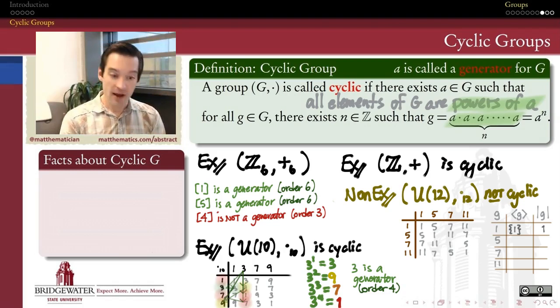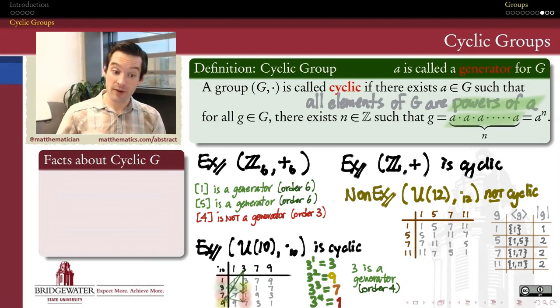Well, what about the element 5? 5 to the first power is 5. 5 to the second power is 1. And then 5 to the third power will be 5 again. 5 to the fourth power will be 1. And so on. So we can only generate 1 and 5. It turns out the same is true for 7. 7 to the first power is 7. To the second power is 1. To the third power is 7. And to the fourth power is 1 again. And so on. The same is true for 11.